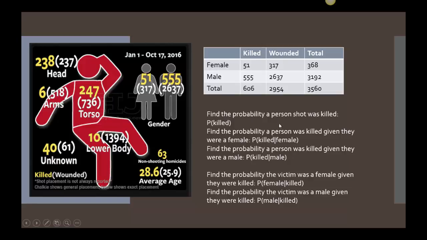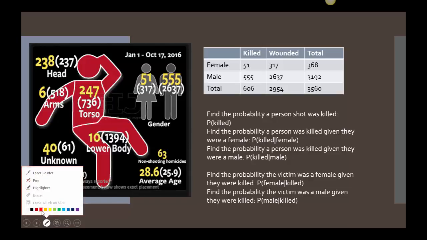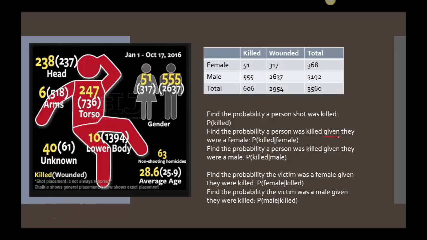A person shot was killed. So I'm just going to call that probability killed. Find the probability a person was killed given. So let's take a pen out and underline this given being important. They were female. So we're still doing probability of killed, but I have a line given female. Same thing happens here. Find the probability a person was killed given they were a male. So killed given male. And then I flip it around.